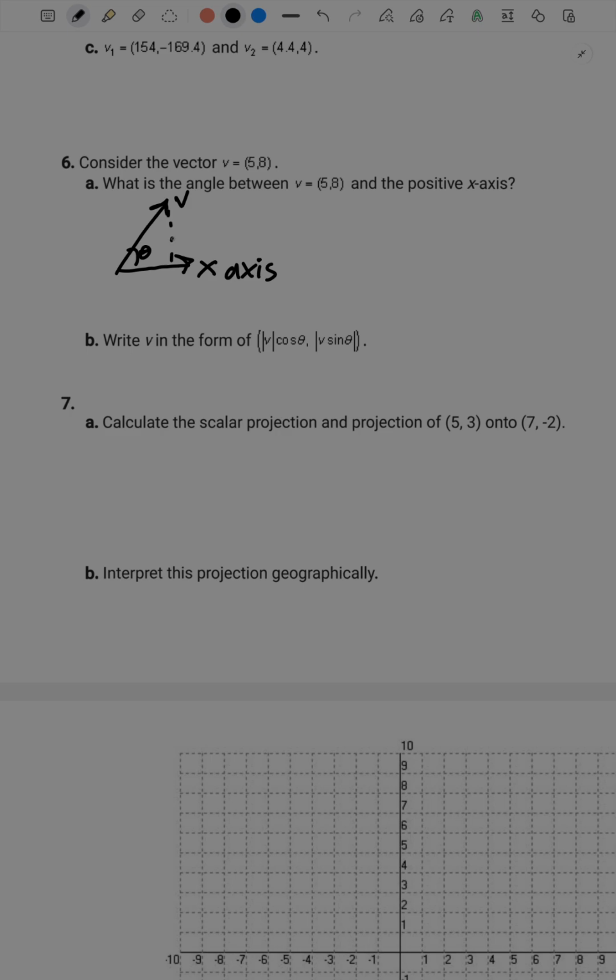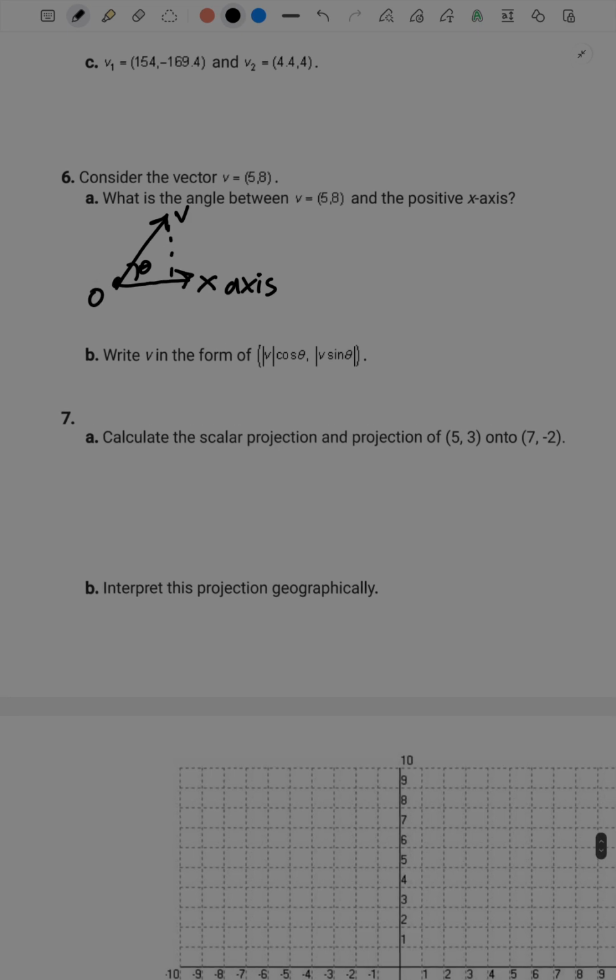Since we can assume that this is the origin, you can essentially assume this point right here, which is going to be (5, 8), which means that the length here is going to be 5, and the length here is going to be 8. And you can use any trig function that you would like to find that angle. At least this is what I'd recommend doing. So here we can do arctan of 8 over 5, and that should give you your angle.